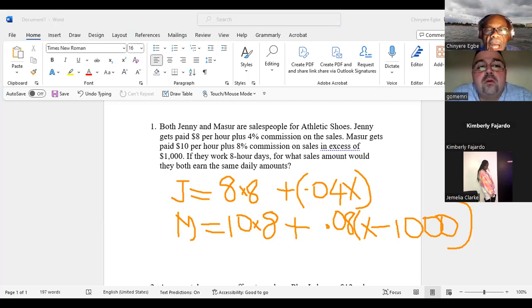So now the question is, how much must they sell so that they can become even? That means J must be equal to M. When will J be the same as M? If J equals M, that means 64 plus 0.04x must be equal to 80 plus 0.08 times x minus 1,000. So you can put the two equations together and then find x.